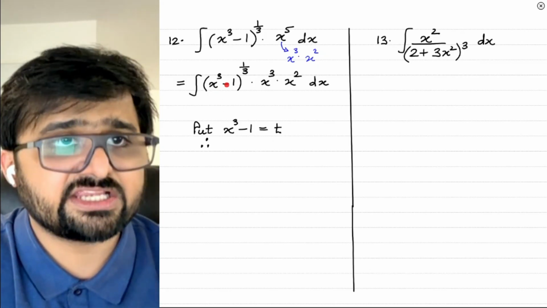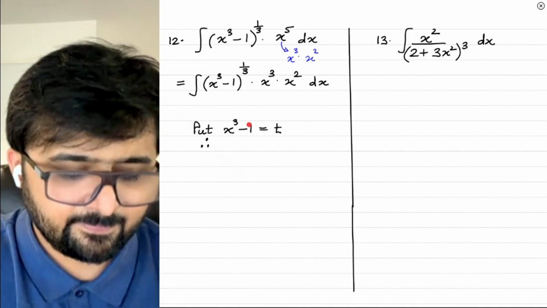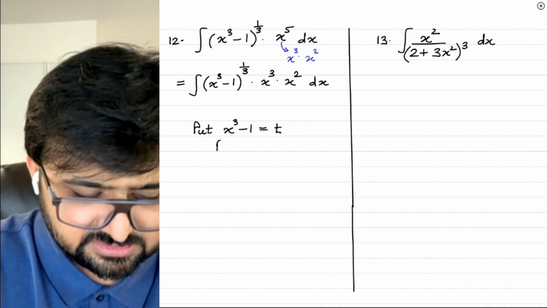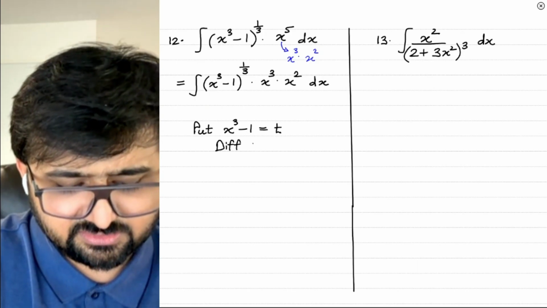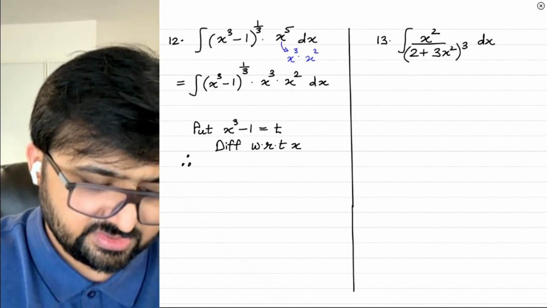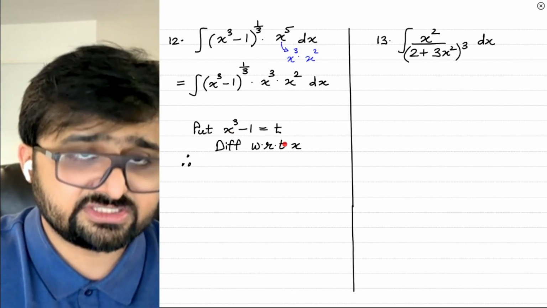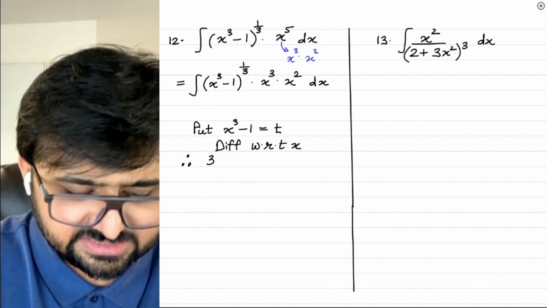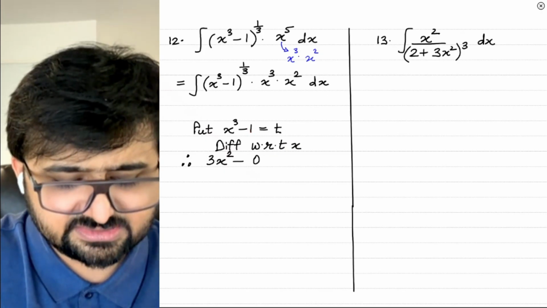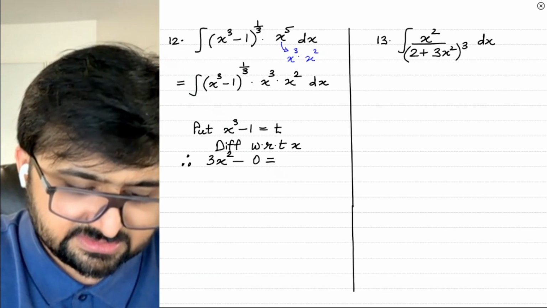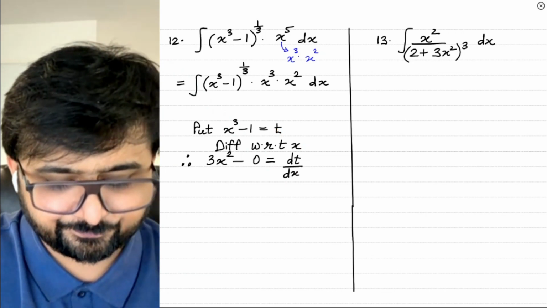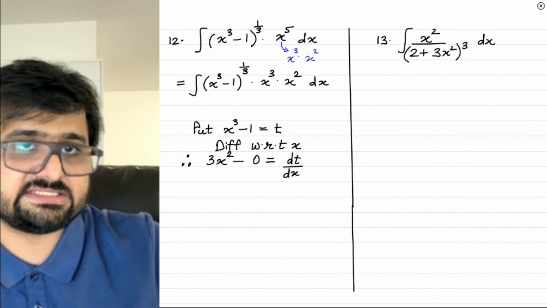Now we can say put x to the power 3 minus 1 is t. Therefore, just differentiate with respect to x. The derivative of x cube with respect to x is 3x square, minus the derivative of 1 with respect to x, which is 0, is equal to the derivative of t with respect to x, which is dt by dx. Okay, I hope that makes sense.